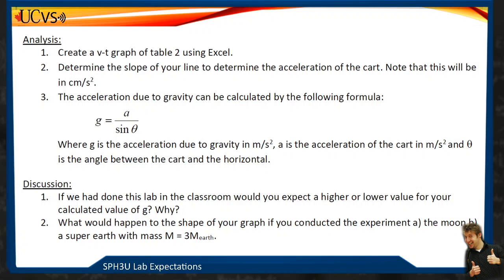Then we're going to put a line of best fit onto our data, and we're going to use Excel to give us the equation for that line of best fit. Once we have an equation, once we have a value for acceleration, we can use the formula in question 3 here to calculate g, the acceleration due to gravity. It's going to be the value that we calculate in our lab divided by the sine of the angle of our system. Okay, I can't prove that.